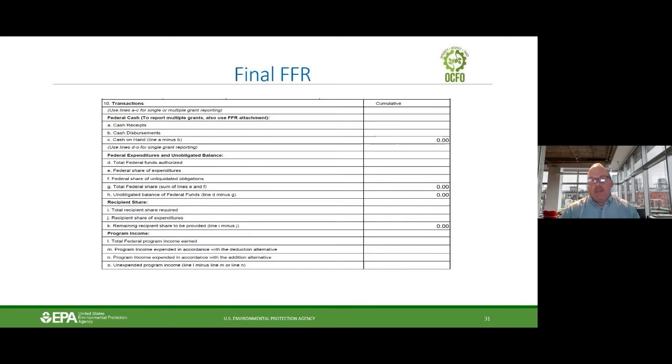And you can see line E asks you about expenditures. It doesn't ask you about your drawdowns. It asks you how much money did you spend? Whether you drew the money or you didn't draw the money, how much did you spend here?